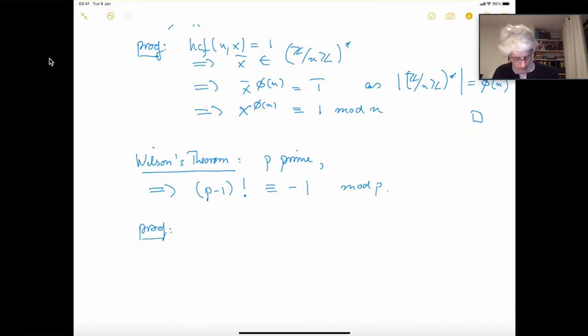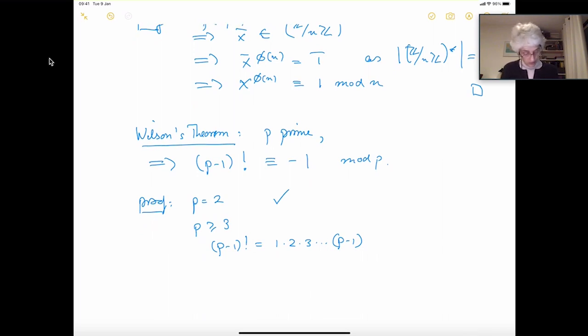Let's prove this. Now, when p is equal to 2, the left-hand side gives us 1 and the right-hand side is minus 1, but mod 2, they are indeed the same, so this checks out. Otherwise, we can assume now that p is equal to 3 or larger. Now, p minus 1 factorial is, of course, nothing else but 1 times 2 times 3, all the way up to p minus 1. And the claim is that up to a multiple of p, this is equal to minus 1. So I really want to now think about these as elements in my group, Z mod pZ, and their units.